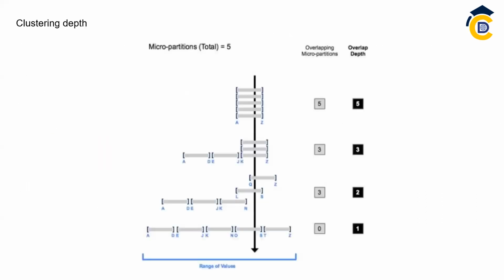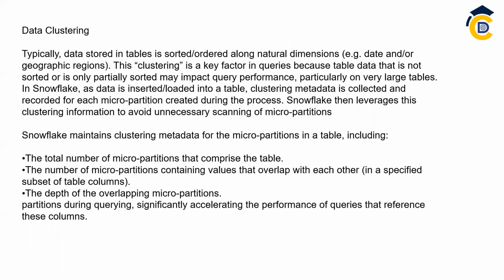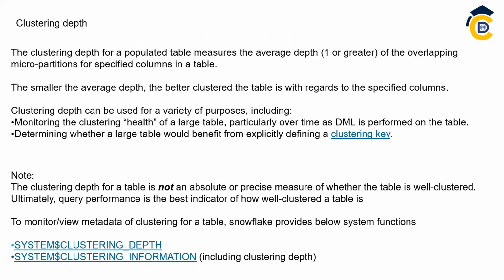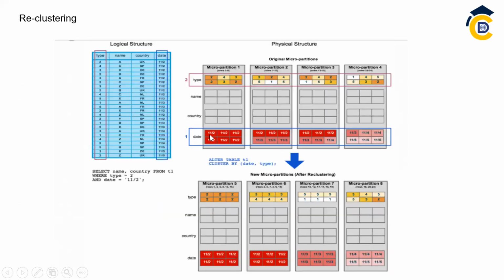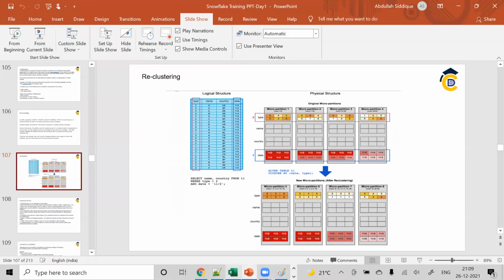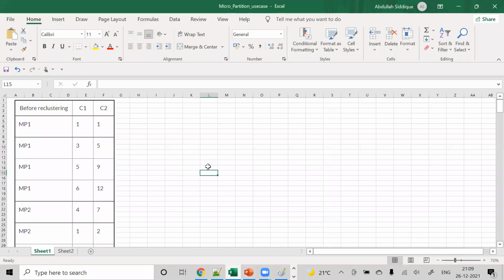Okay, so let's go back to clustering. You understood what clustering is, right? Yes. Based on the column by which you create your micro partitions, that becomes your clustering key, and that could be one or more than one column. So in this example, what we saw was we did a clustering on date and time. And here also it's the same.